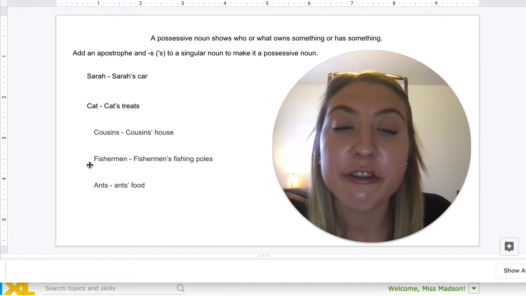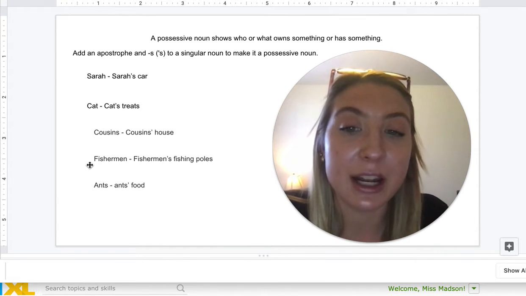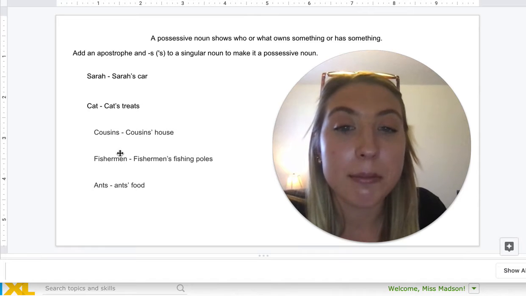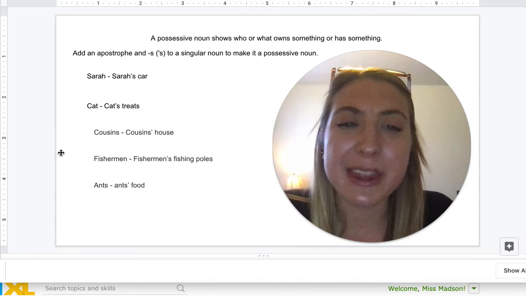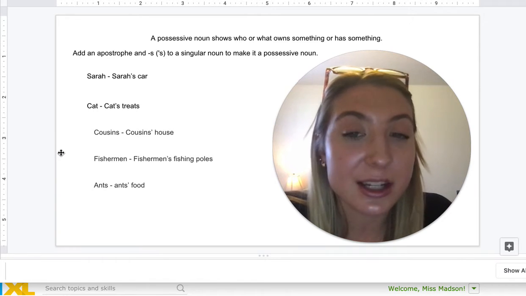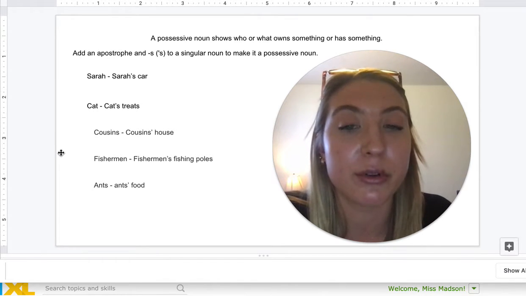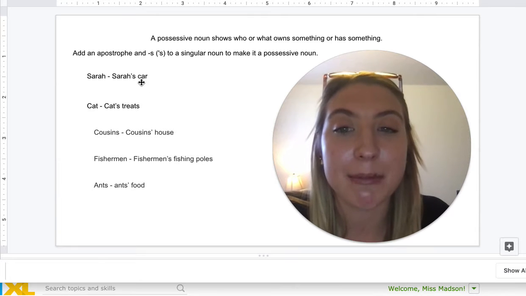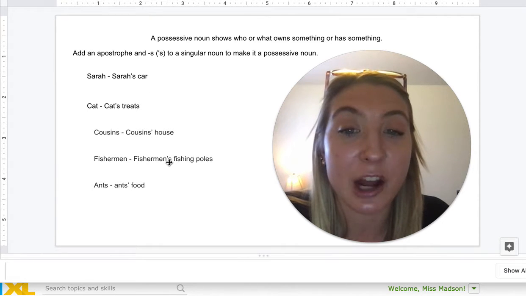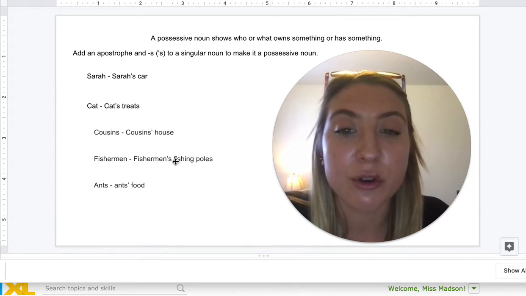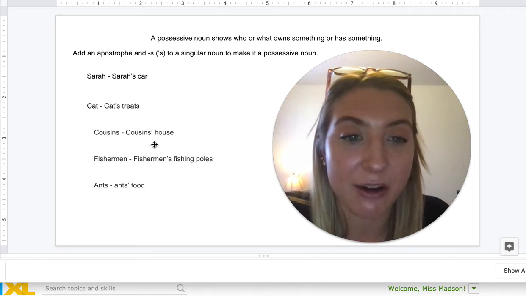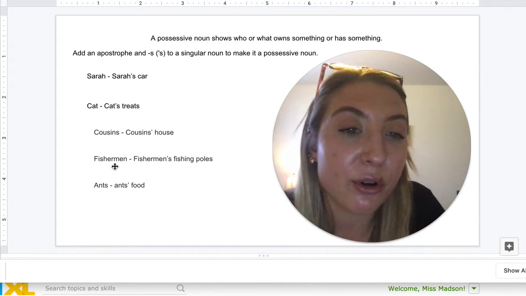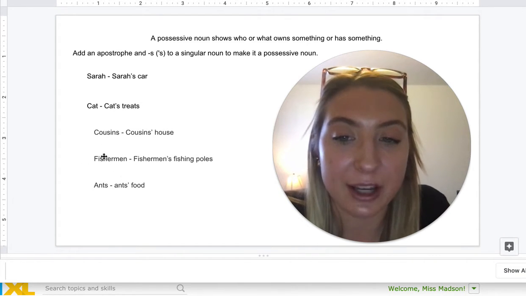But then we run into these tricky ones. Fishermen. Fishermen means more than one, and I can tell by the ending, men, because men means more than one man. So this doesn't end in an S. It's not the typical rule for plural nouns. So I keep it like my singular possessive, and I add apostrophe S. So fishermen's fishing poles. Even though it goes apostrophe S, it's still a plural possessive noun. I can tell that it's plural by looking at the base over here.